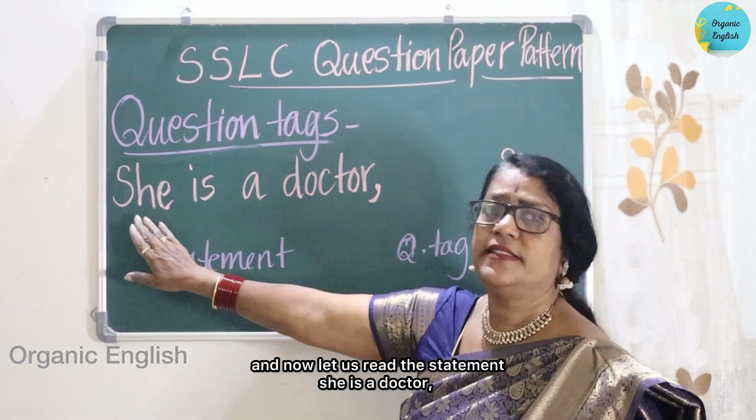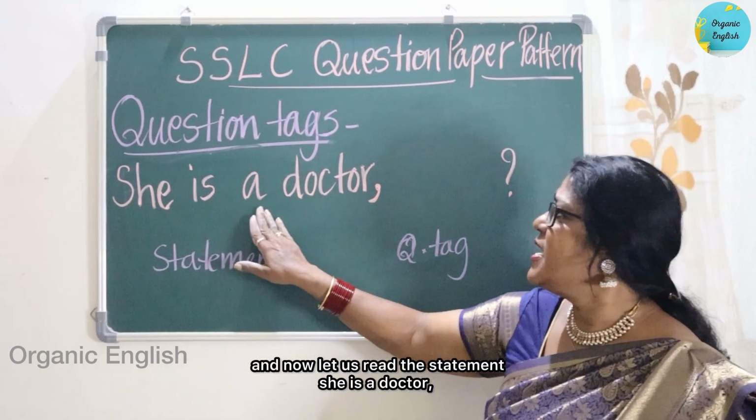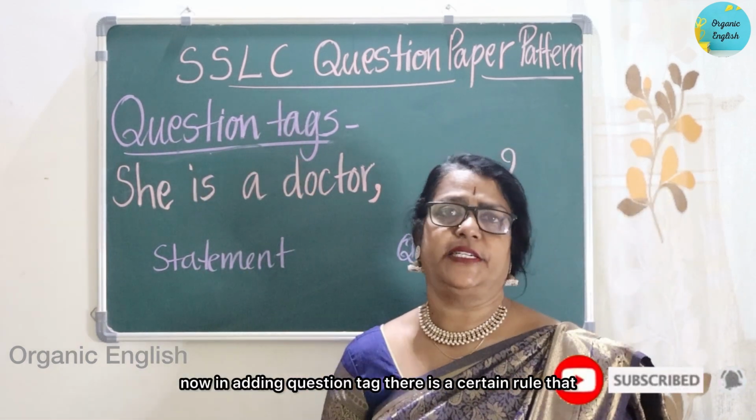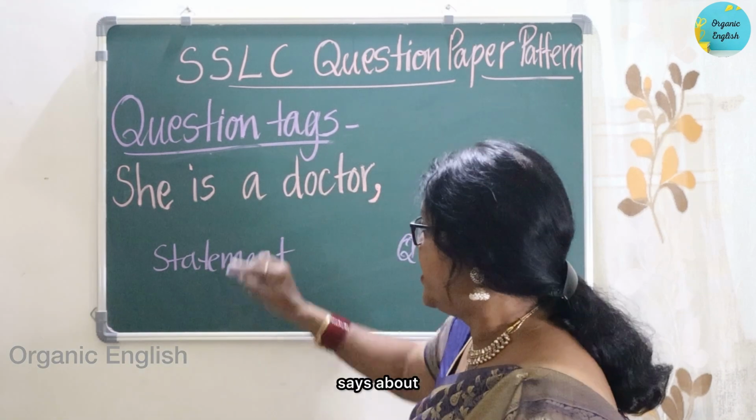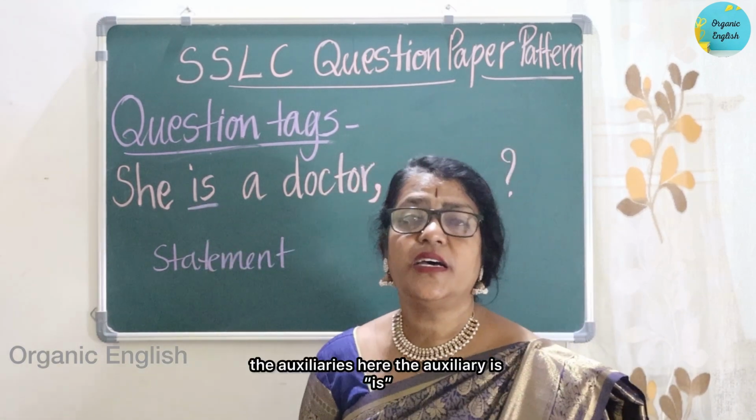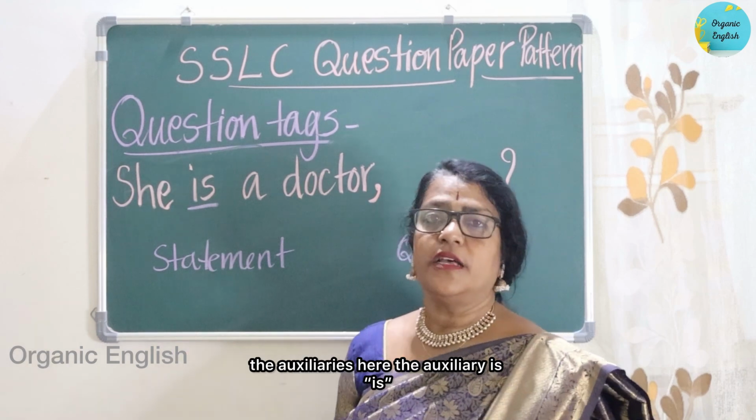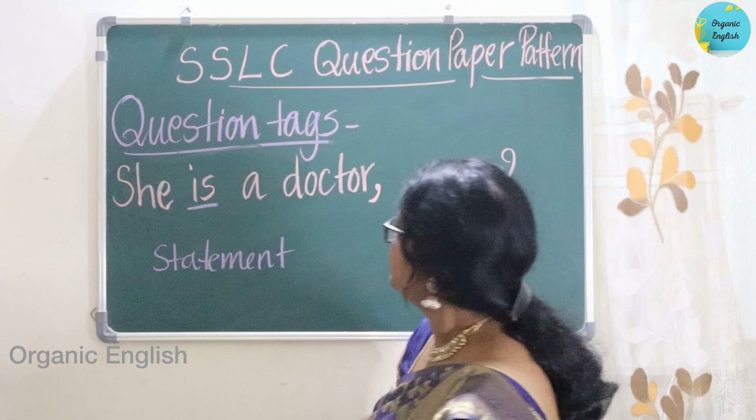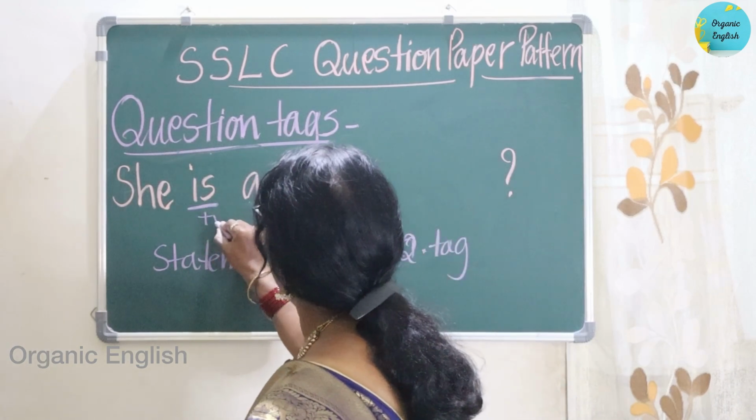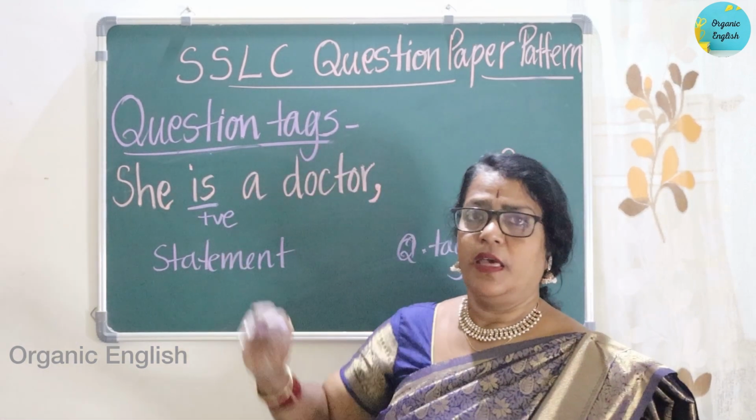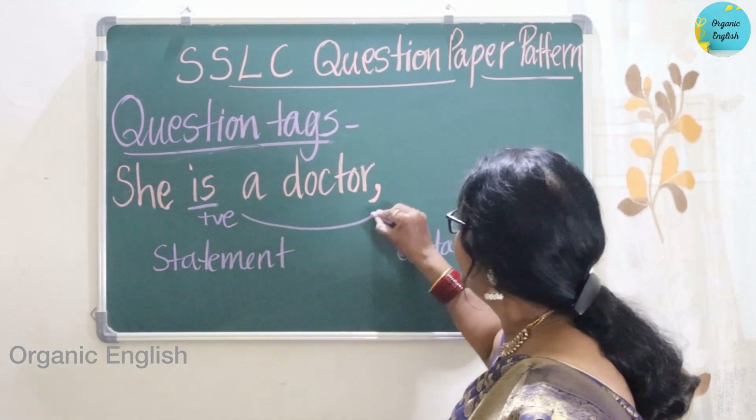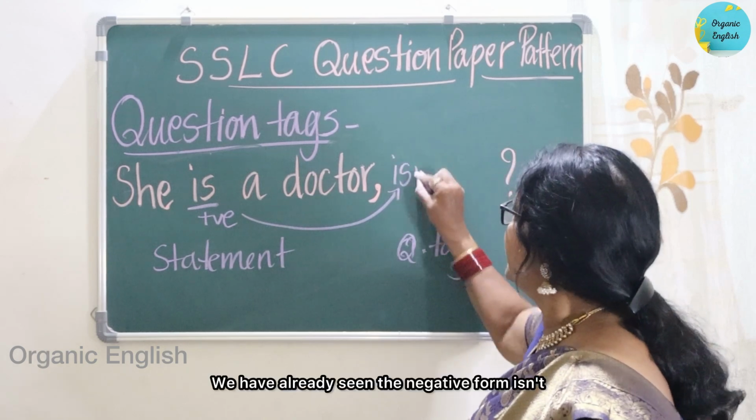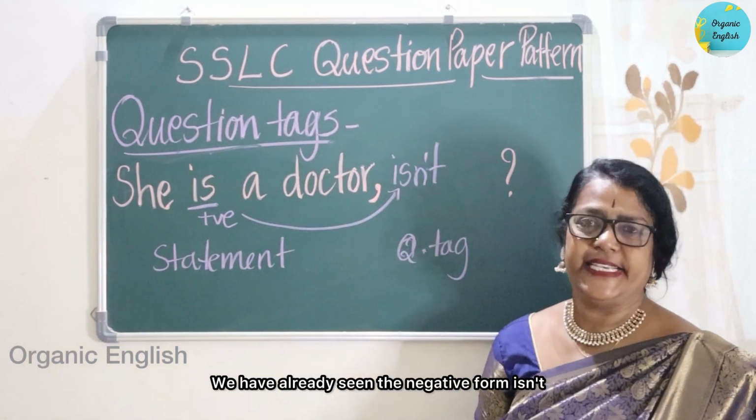And now let us read the statement. She is a doctor. Now in adding a question tag, there is a certain rule that says about the auxiliaries. Here the auxiliary is "is", and this is the positive form. And in the question tag, it will be changed to the negative form. We have already seen the negative form: isn't.